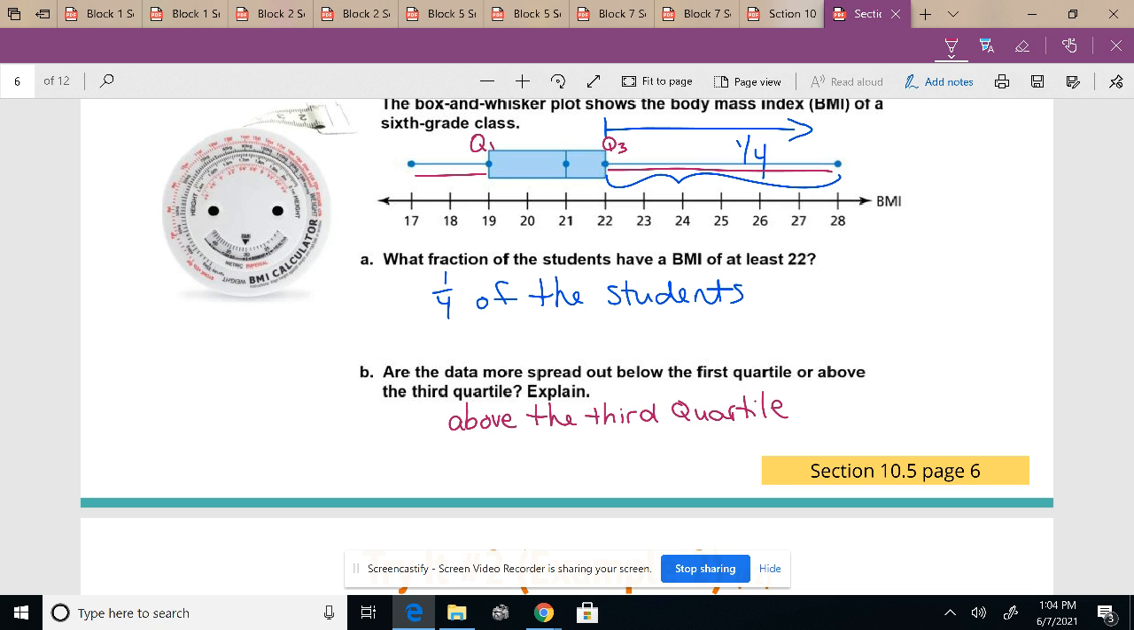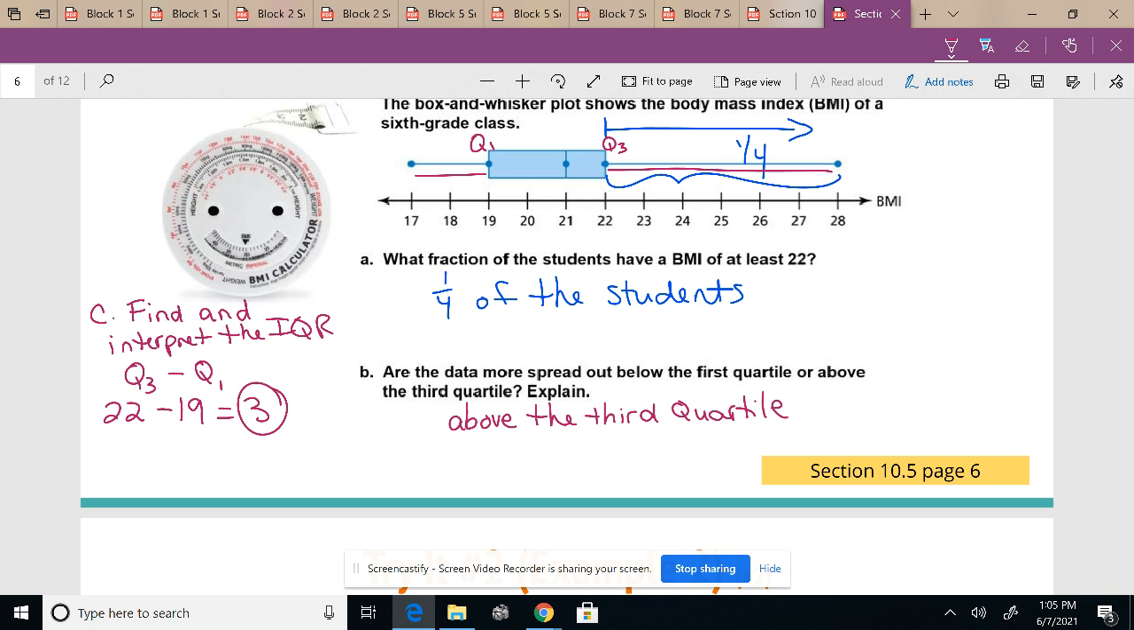Okay. Now there's actually a problem C. So we're going to do problem C. It says find and interpret the IQR. All right, so in order to do that, you need to know where quartile 3 is and quartile 1. So quartile 3 is 22 and quartile 1 is 19, which gives me 3. Everybody good there?